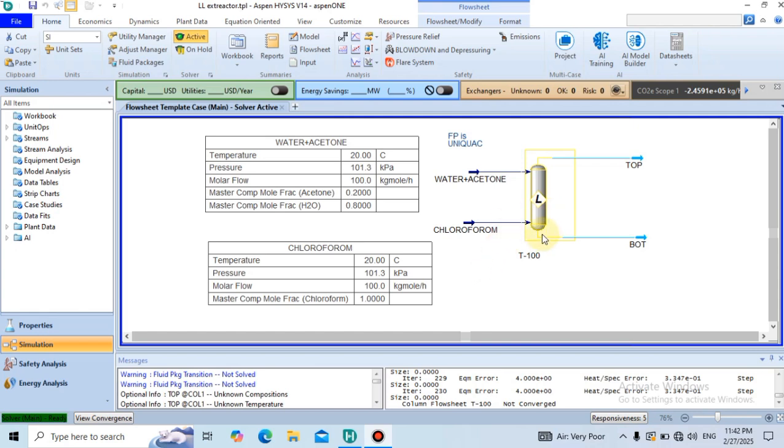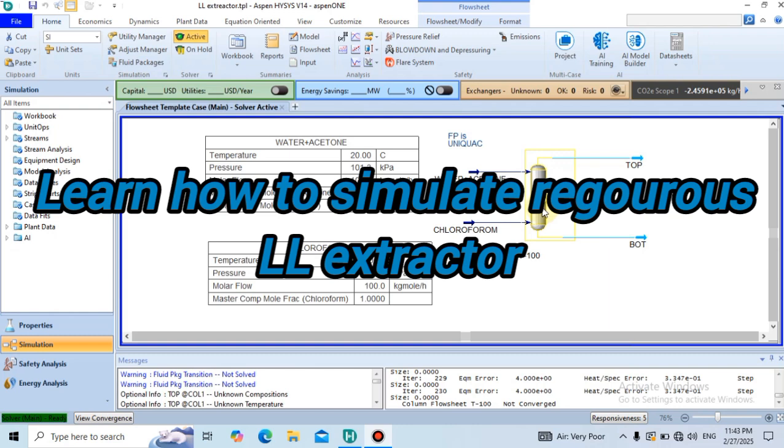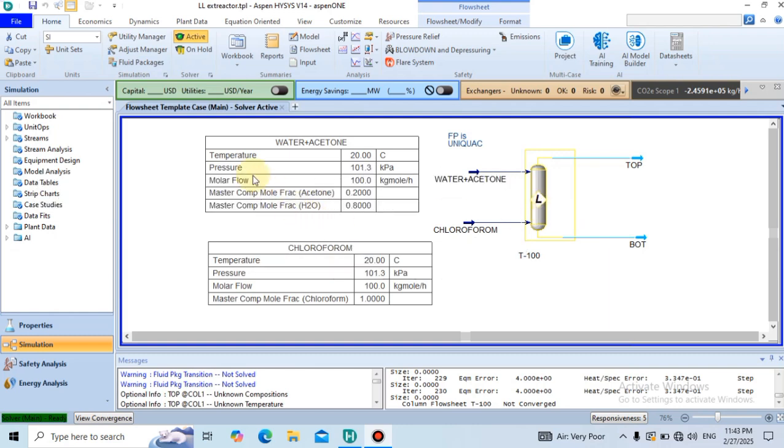In this tutorial, I will show you how to solve the problem of not running liquid extractor. Actually, I will show you some tips and tricks to avoid the problem of not running liquid extractor. So various parameters such as temperature, pressure, molar flow, and mole fraction of our components are actually provided here for you.